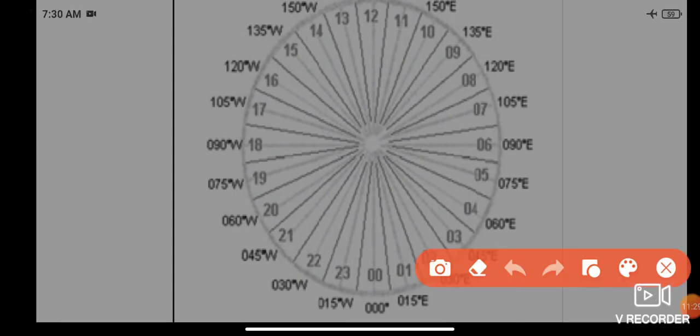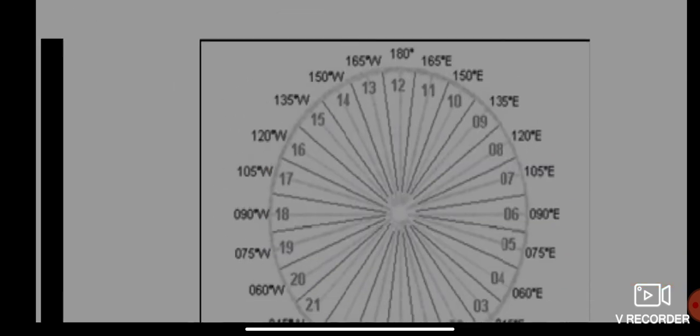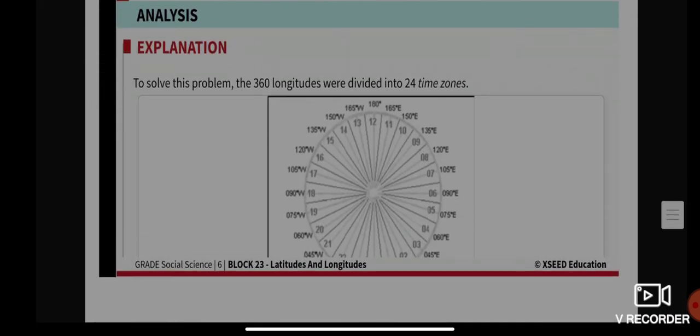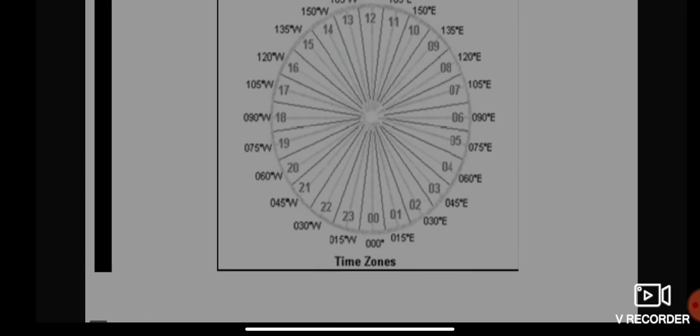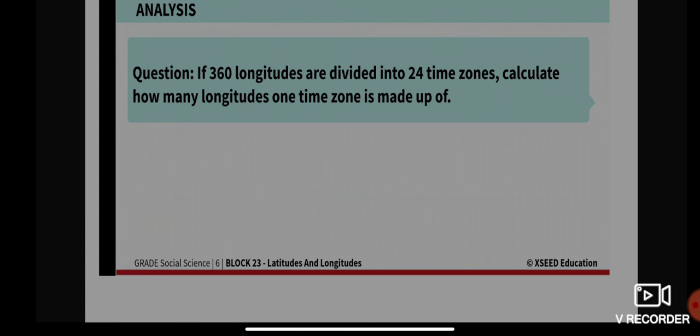This portion is the eastern side and this portion is the western side, and the middle one here is 0. Similarly, there is 180 degrees. So this is how the 360 degrees of longitude were divided into 24 time zones. Now, if 360 longitudes are divided into 24 time zones, you have to calculate how many longitudes one time zone is made up of.